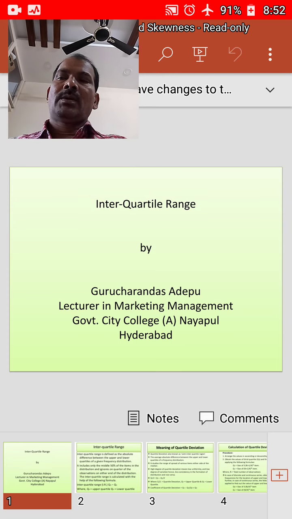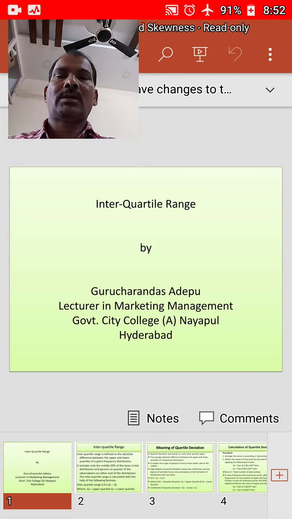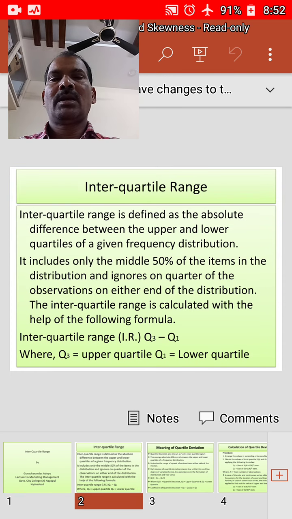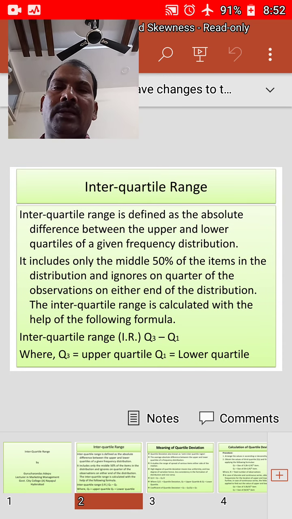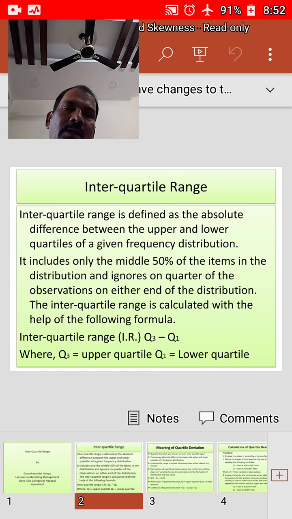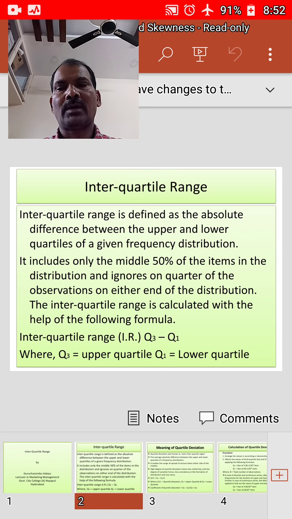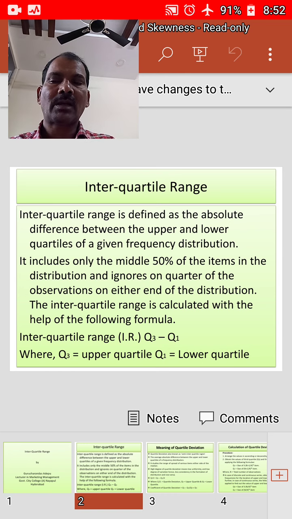Hi, today we'll discuss interquartile range. We have seen in the previous class the range and coefficient of range. Now we'll see interquartile range.